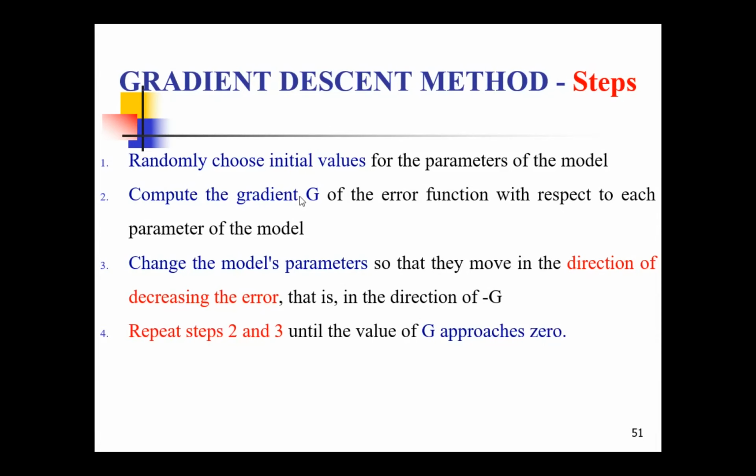Then we repeat these two steps until G approaches 0. The G may be -1 or +1, but our ultimate aim is to move towards G equal to 0, that is, zero slope. That is, no difference exists between the actual and the predicted values.